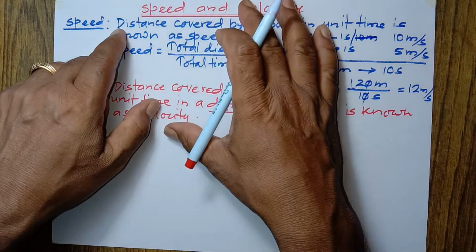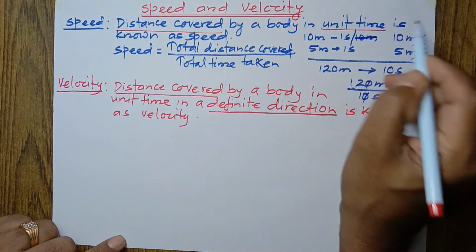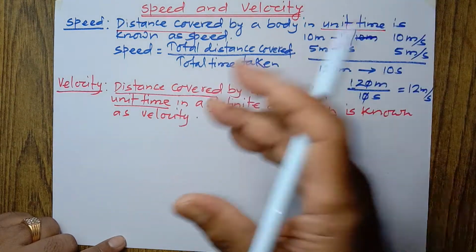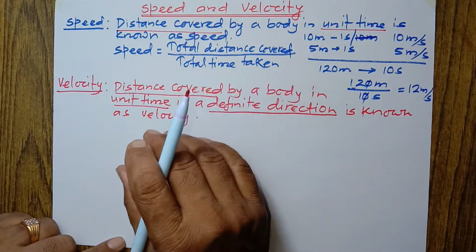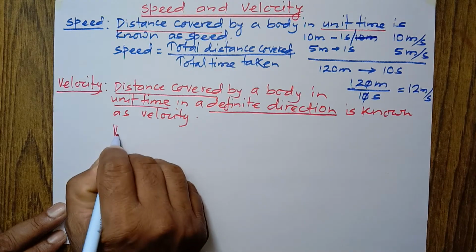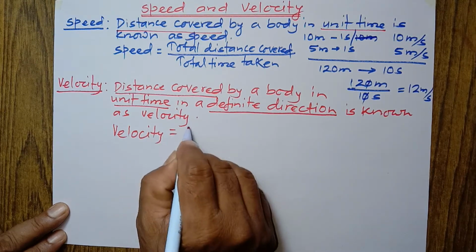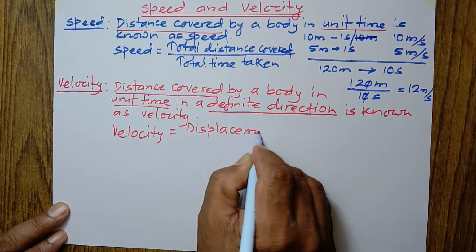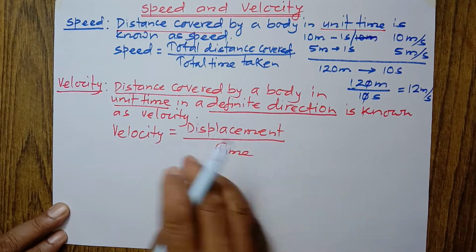What does it mean? Here distance covered is the same and unit time is also the same, but the twist is in a definite direction. If that distance is covered in a definite direction, then the same thing is called what? Velocity. Now velocity can be calculated by using this equation. Velocity is equal to displacement by time. I want to recall displacement.